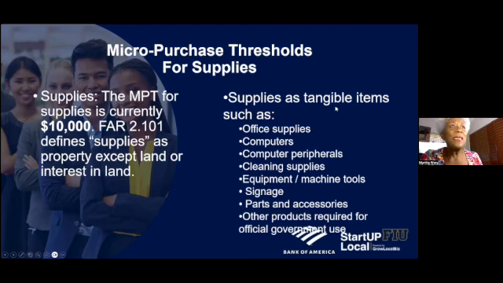So some examples are office supplies, computers, computer peripherals, cleaning supplies. So these are all the stuff, other products required for official government use, anything for government use that they can purchase under the micro purchase order, because it helps them administratively. It's less work for them. It's basically a purchase order.